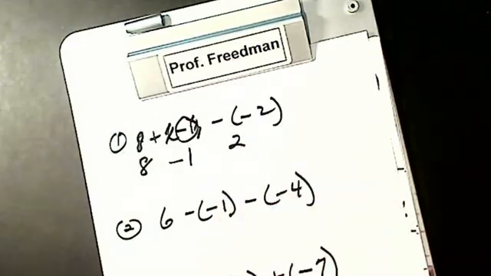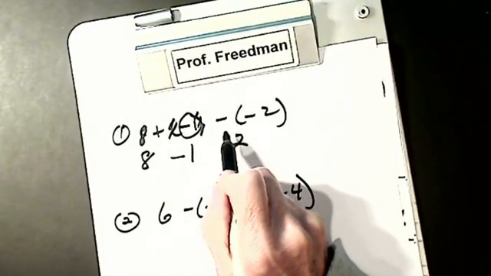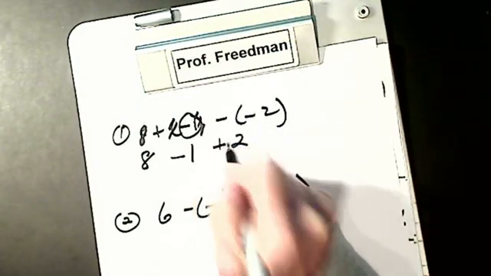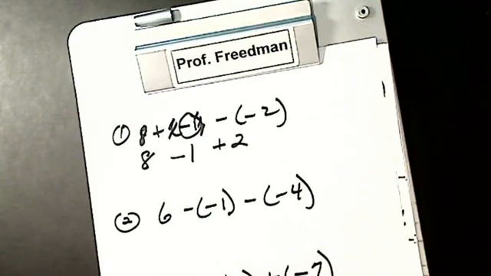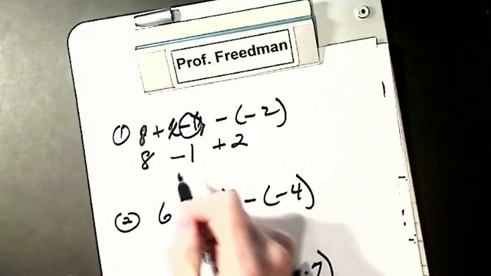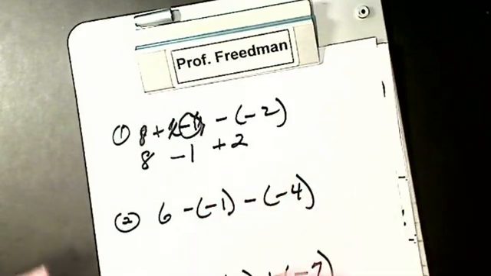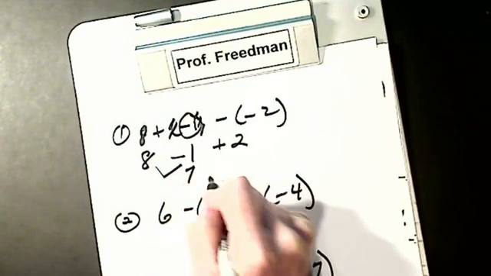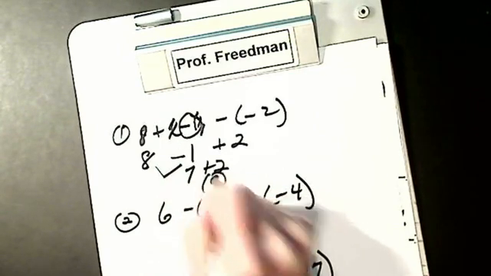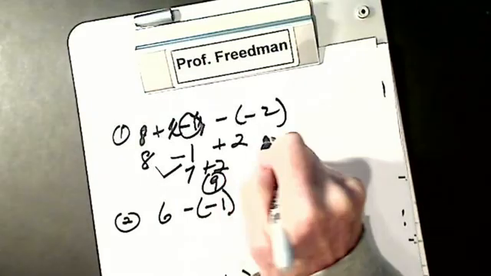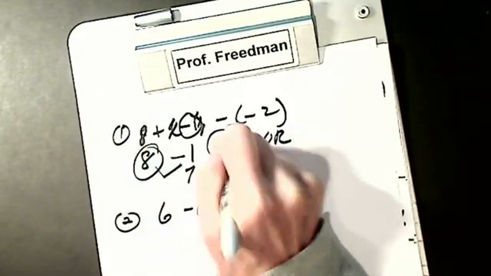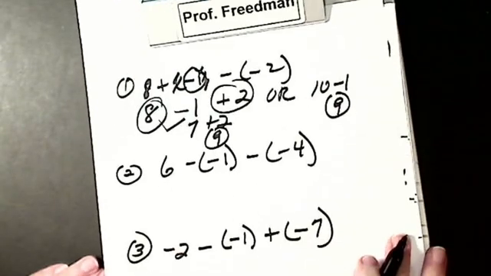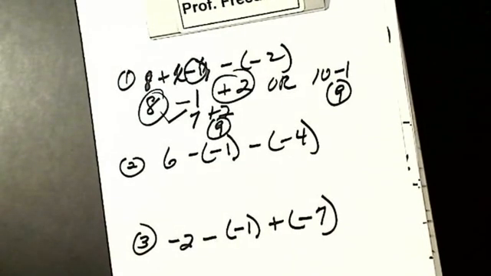I'm going to have a 2. This minus says change what's inside. Inside is a minus, so this is a plus. Then you have a choice. I can go left to right, or I can group like signs. I could combine these, subtract, take the sign of the larger, and get 7 plus 2, and get a 9. Or I could combine like signs and get a 10, negative 1, which gives me a 9. Either one is right.